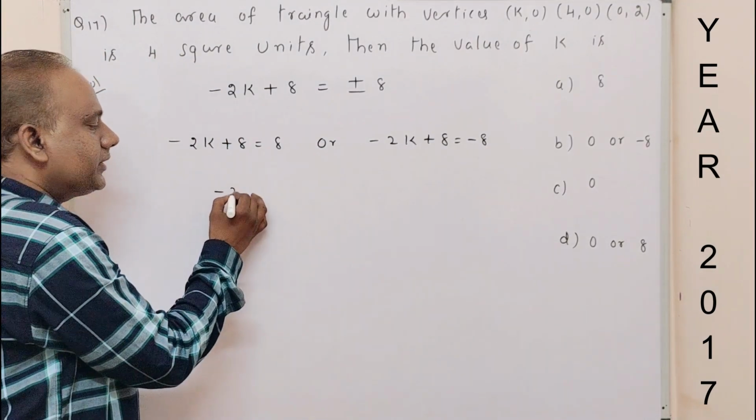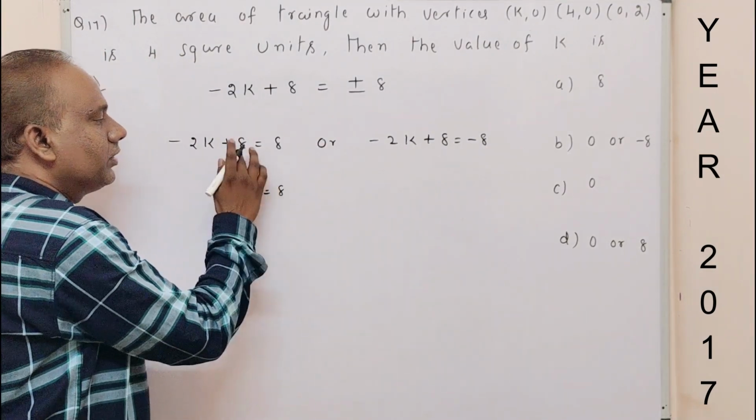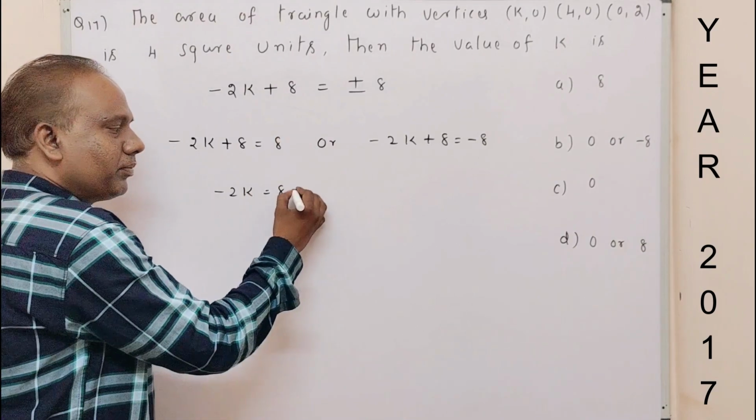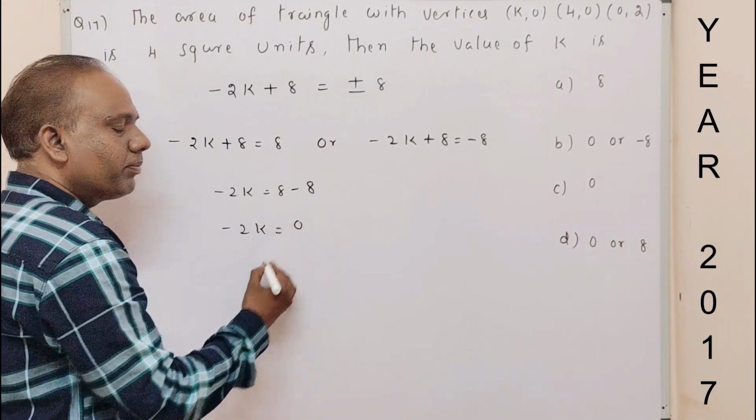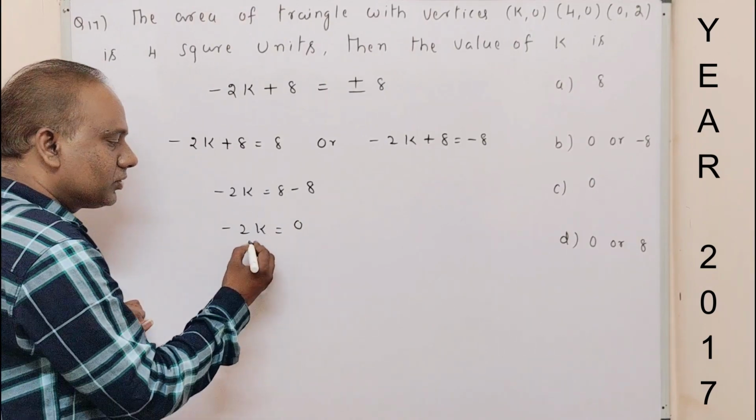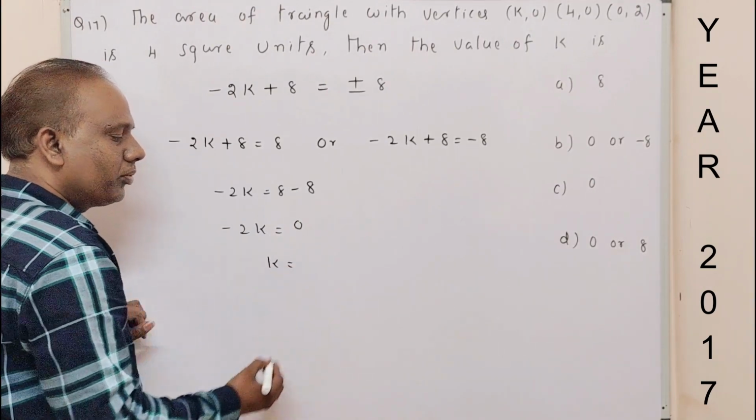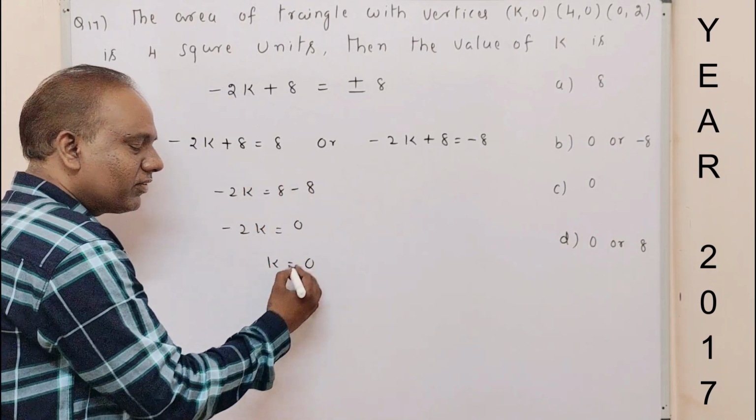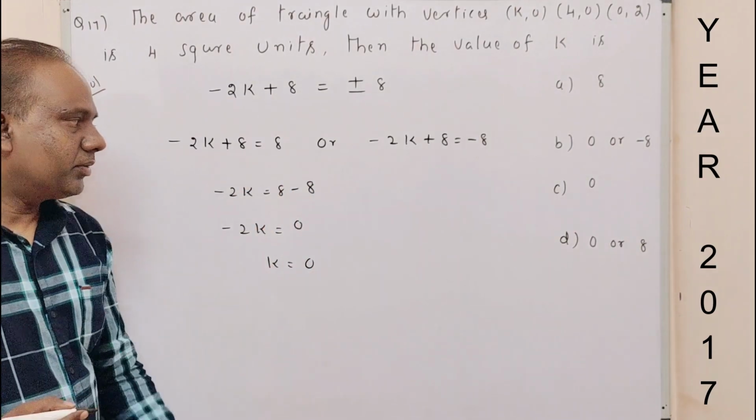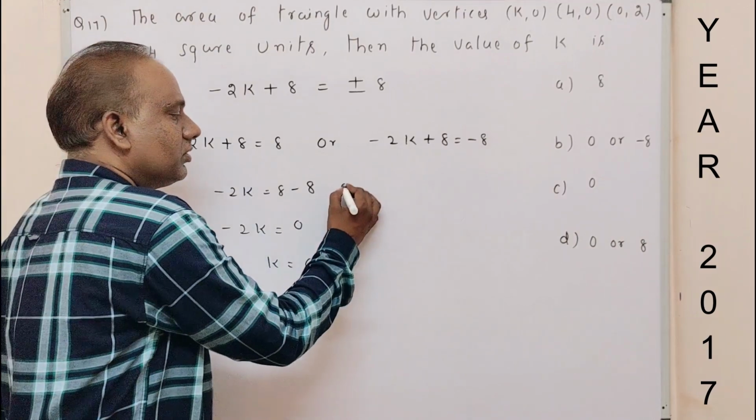So here minus 2k is equal to 8, take right side, it becomes minus 8. So minus 2k is equal to 8 minus 8, which is 0. So minus 2k is equal to 0 means k is equal to 0 by minus 2. 0 by anything is 0. That means the k value is 0.